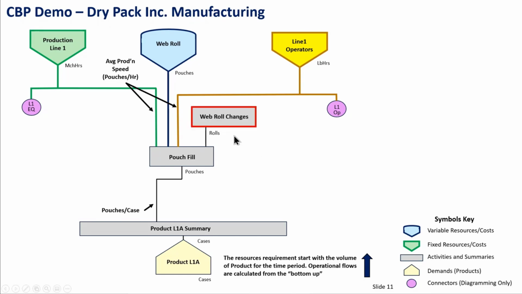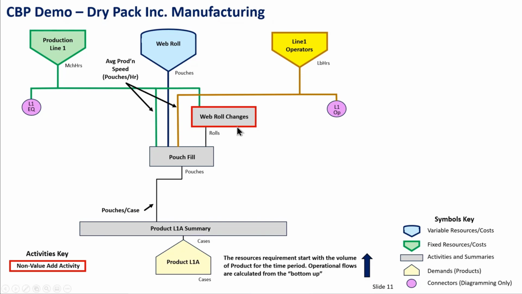Web roll changes. So when this roll runs out, they actually typically have to stop the line. They have to put in another web roll and restart the line. So we could consider that definitely a non-value add activity. It's definitely something that has to be done. It's certainly nothing that the customer would really want to pay for because it's not adding value to the product. So it becomes a target for optimization. And we can do that. I'm just going to use a little red line around here to identify things that are considered non-value add activity.